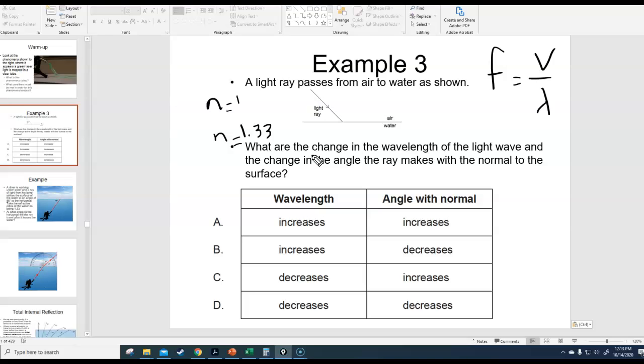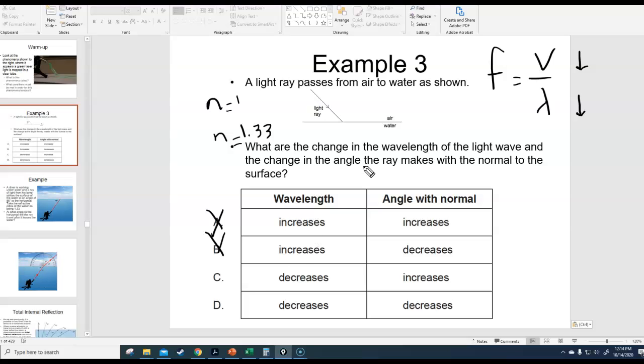Now, if you know that water has a higher refractive index than air, where air and a vacuum both have a refractive index of 1, essentially. Air is actually like 1.00-something. A vacuum has a refractive index of 1. You cannot have a refractive index lower than 1. So when the light ray goes into the water, it's going to slow down. And so if v decreases, that means the wavelength also has to decrease in order for this ratio to be the same. All right, that eliminates answer choices A and B.